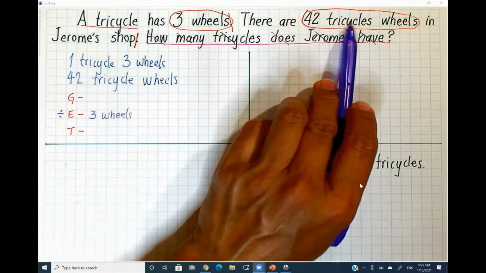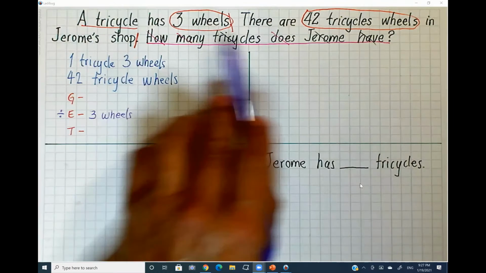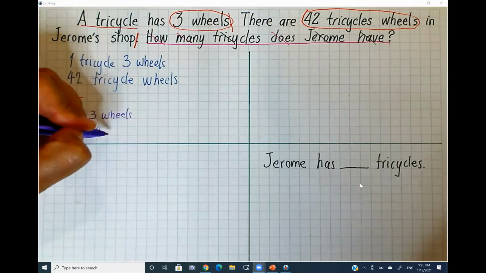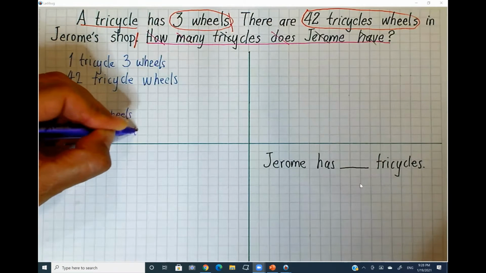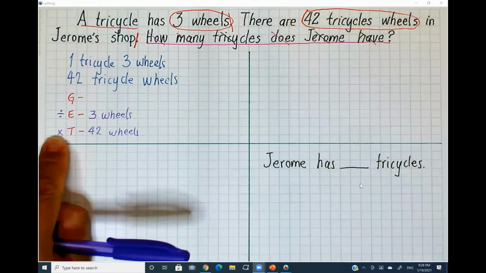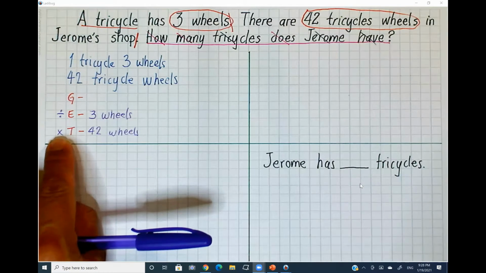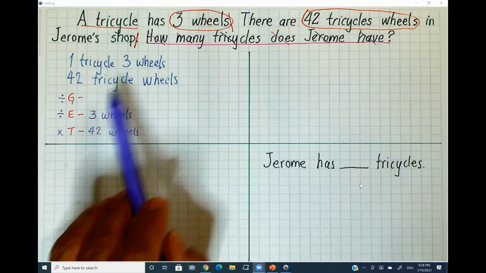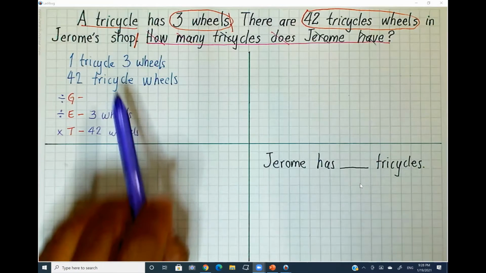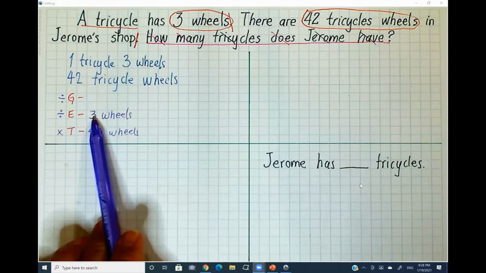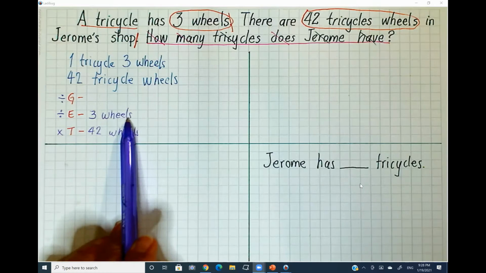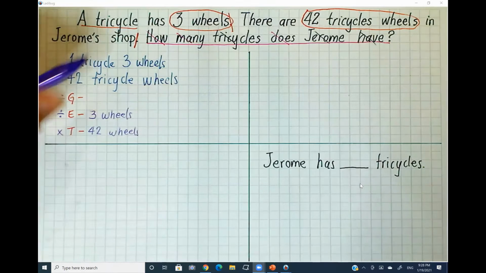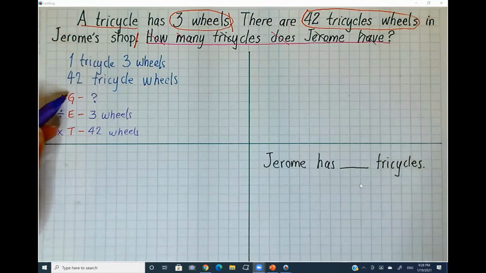There are 42 tricycle wheels in Jerome's shop. So in the whole shop, he has 42 tricycle wheels. So that goes here, 42 tricycle wheels. That's in all. So when we're trying to find the total, it's multiplication, and if we're trying to find the groups, it's going to be division. At this moment, I don't know how many groups, but I know that each tricycle has 3 wheels, and I want to know how many tricycles he has. So I don't know the groups.